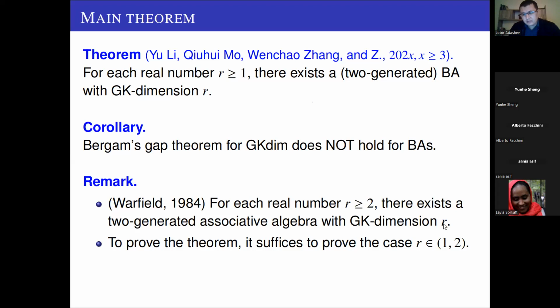And we know that any associative algebra can be viewed as a brace algebra, or we can define a brace algebra from an associative algebra. So that means for n greater than or equal to 2, it's clear. So in order to prove this theorem, it suffices to prove the case for r just between 1 and 2, right? So we just want to show this gap does not exist.